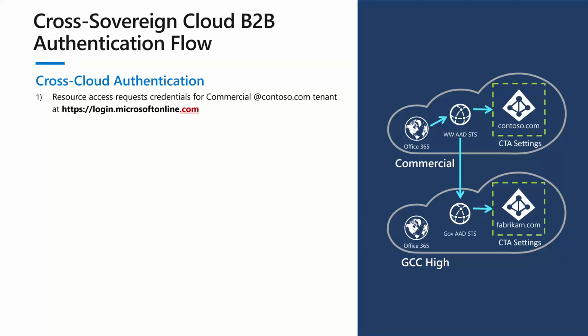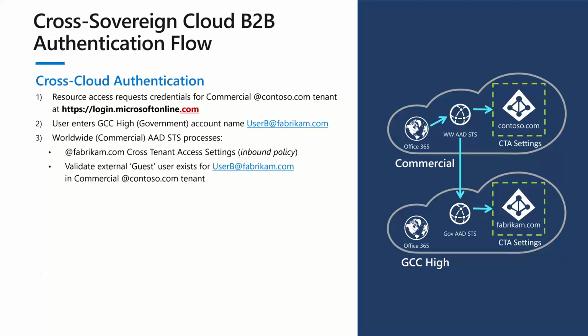login.microsoftonline.com. Key differentiation: commercial equals .com. Number two, the user's going to enter their credentials. In this case, it's a user coming from Fabricam Defense from GCC High, in which case it's a government identity. The worldwide or commercial identity provider, the secure token service, is what STS stands for, will recognize that that is not a user that is in the commercial cloud, that it's actually a user over in the government, or in this case, GCC High Cloud. So it will then check to make sure, is that cross-tenant access setting policy established in the tenant? If true, meaning it does recognize that the Fabricam tenant is trusted, then it'll also go into a validation to make sure that that user actually exists as a guest in the tenant, right, in the resource tenant.